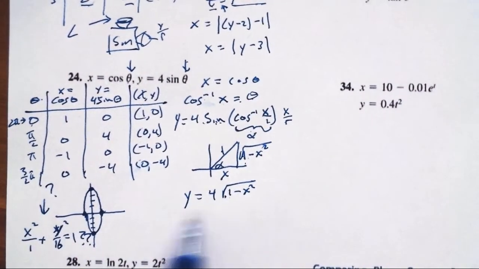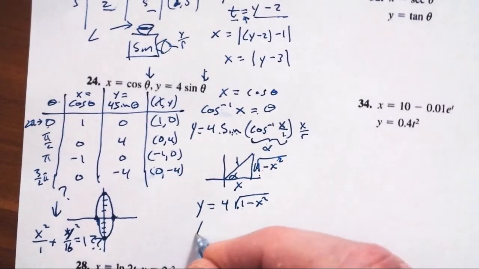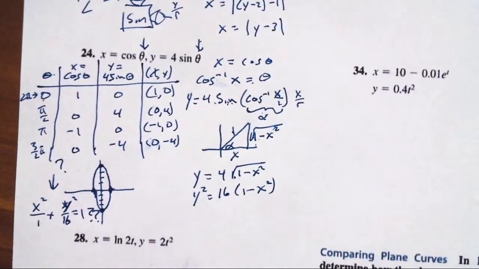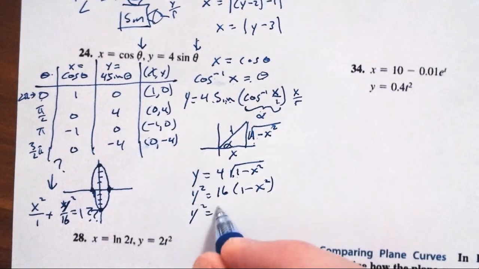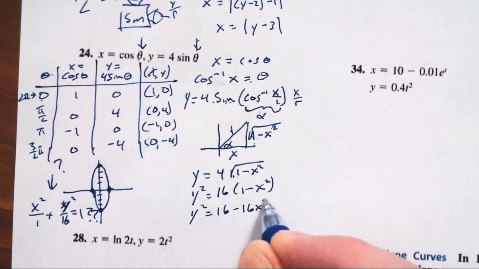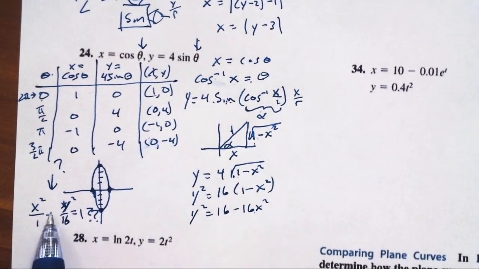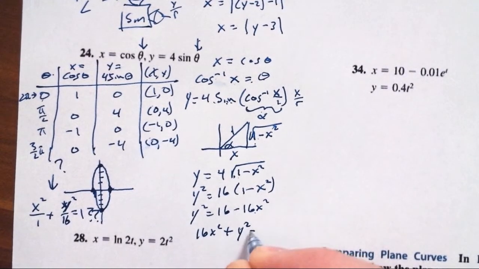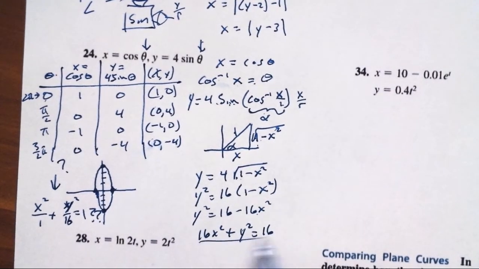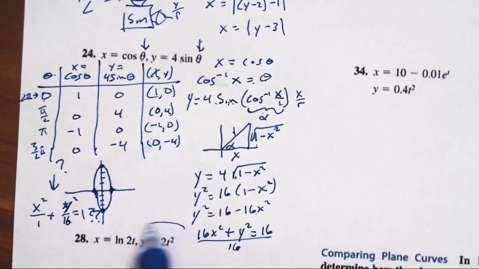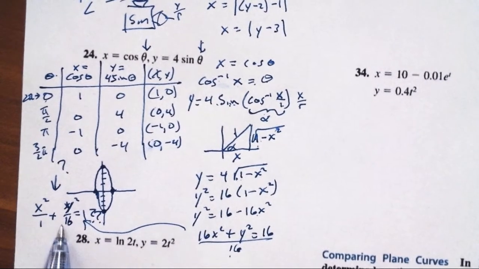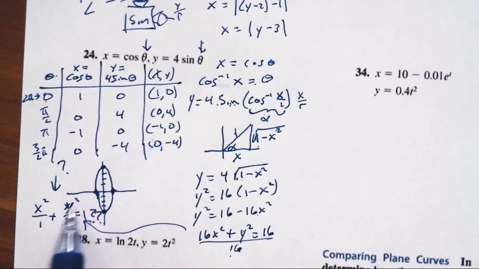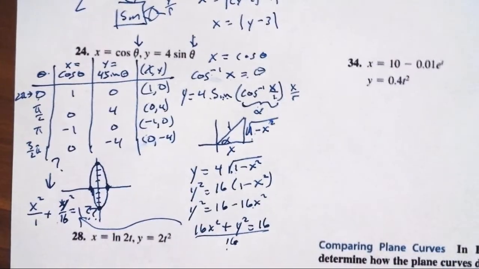I wonder if this is the same as that. I'm going to square both sides. y squared is 16 times 1 minus x squared. I'm going to distribute 16. y squared is 16 minus 16x squared. I'm going to group my x's and y's together. 16x squared joins a plus y squared equals 16. And when I divide everything by 16, take a look. Sure enough, this is an ellipse. It would fit that because there's our rectangular equation, ends up equaling that.